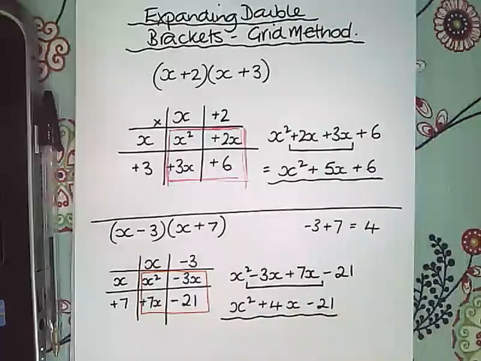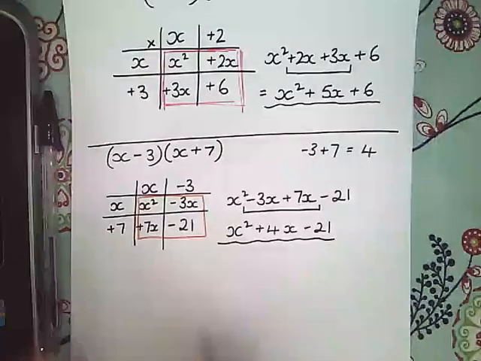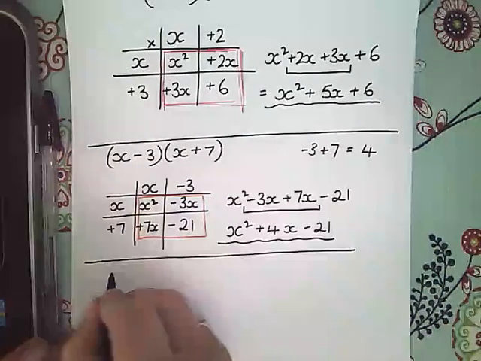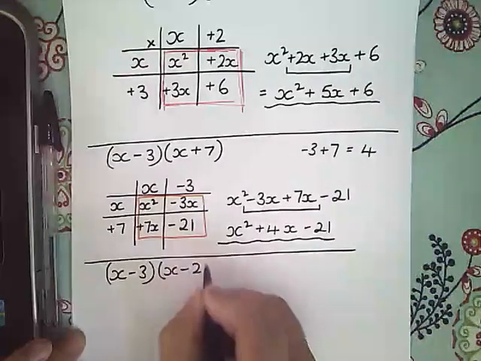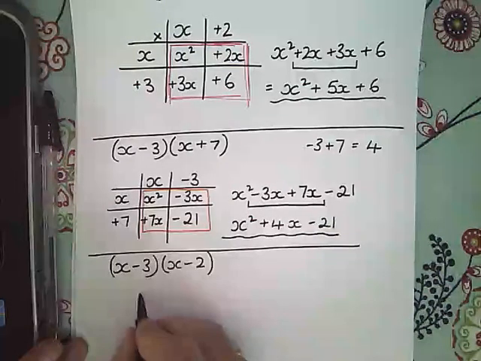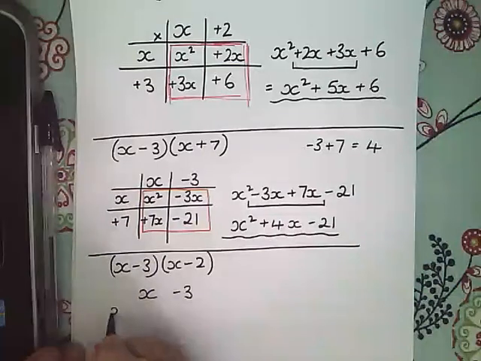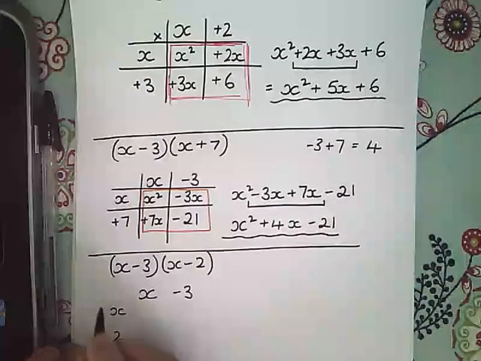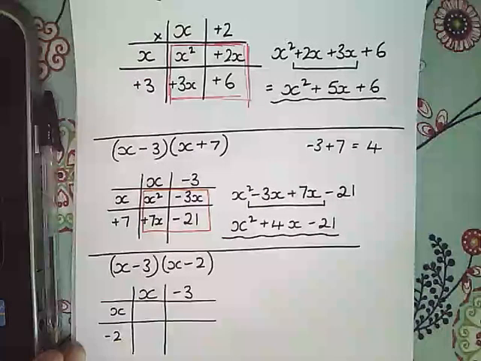I'm going to do one final example, which is the most difficult one, which is when you've got two negative signs in these brackets. So let's just have a look at that. Finally, x minus 3, x minus 2. Again, the first bracket goes along the top of our grid, second bracket goes down the side of our grid, and we fill in the boxes.